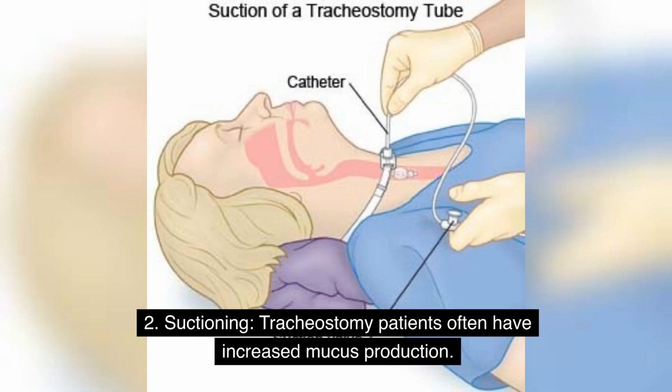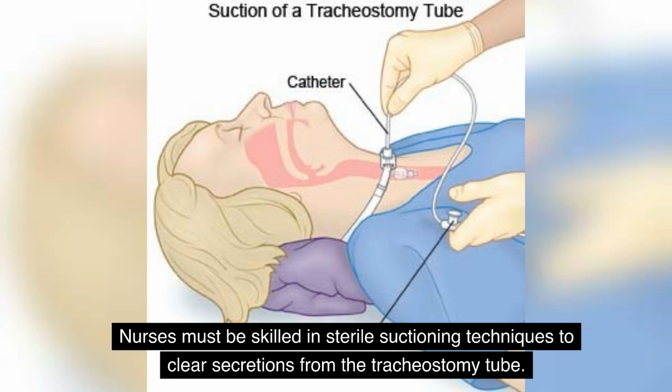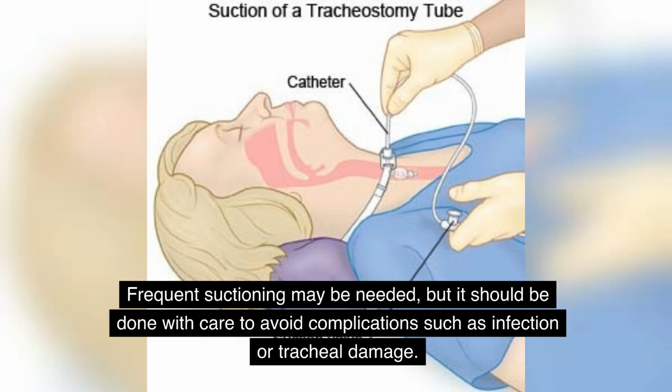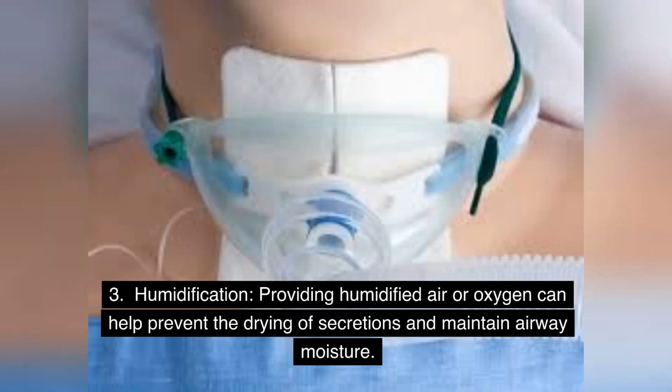2. Suctioning. Tracheostomy patients often have increased mucus production. Nurses must be skilled in sterile suctioning techniques to clear secretions from the tracheostomy tube. Frequent suctioning may be needed, but it should be done with care to avoid complications such as infection or tracheal damage. 3. Humidification. Providing humidified air or oxygen can help prevent the drying of secretions and maintain airway moisture.